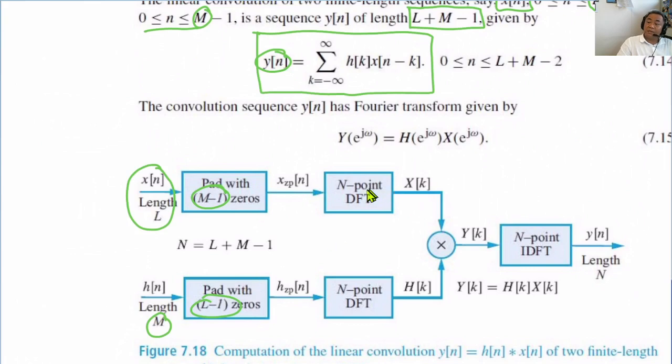We can then take the DFT of this and the DFT of this, and we get X of k and H of k. When we multiply together, we are doing circular convolution in the frequency domain. We can take the N-point inverse DFT and we will get y of n of length N, and it is correct. It is as if it is linear convolution simply because we have padded it with the correct amount of 0.